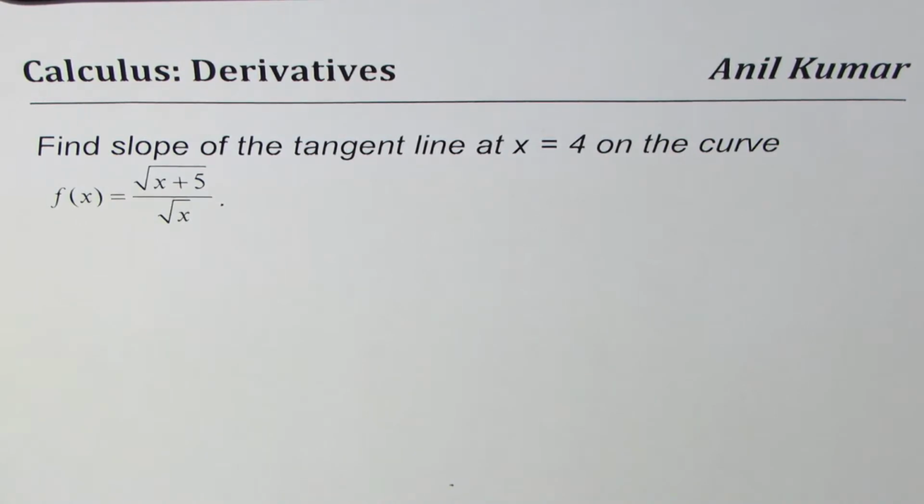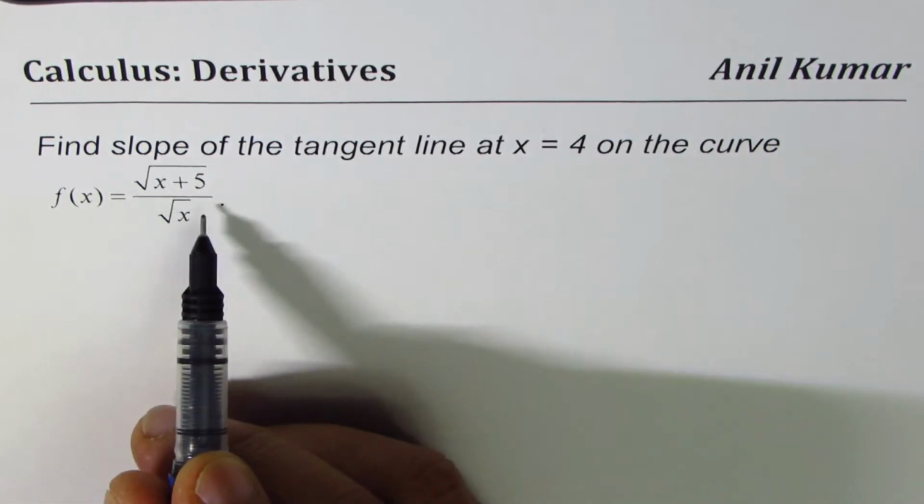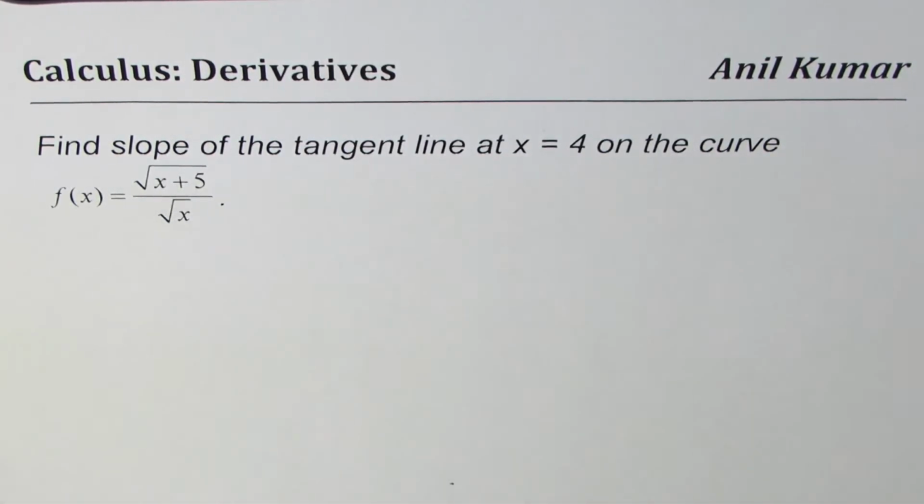Now here we will use the quotient rule to find the derivative of the given function. The question is: find the slope of the tangent line at x equals 4 on the curve f of x equals square root of x plus 5 divided by square root of x.